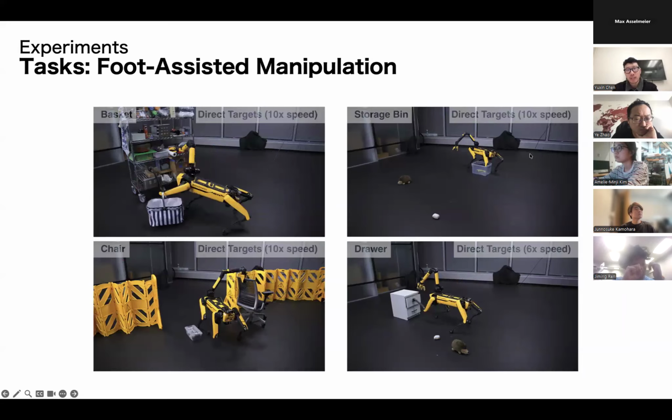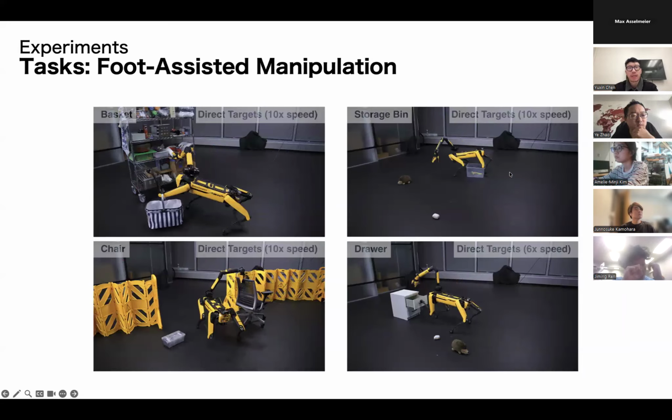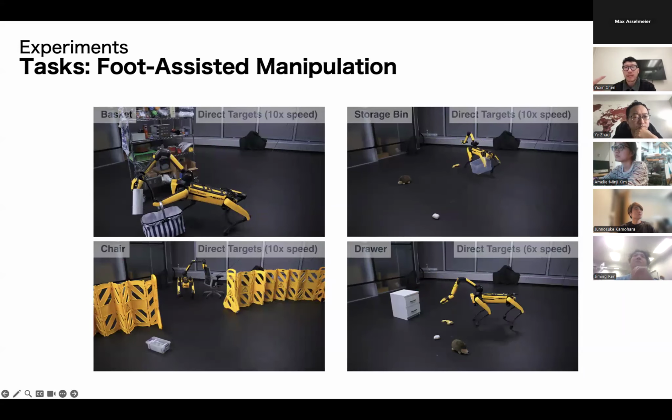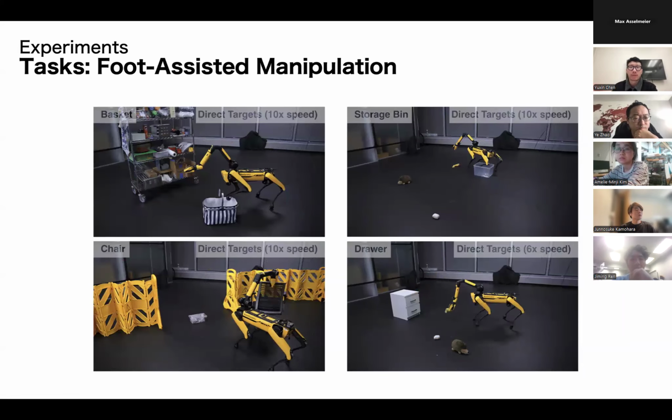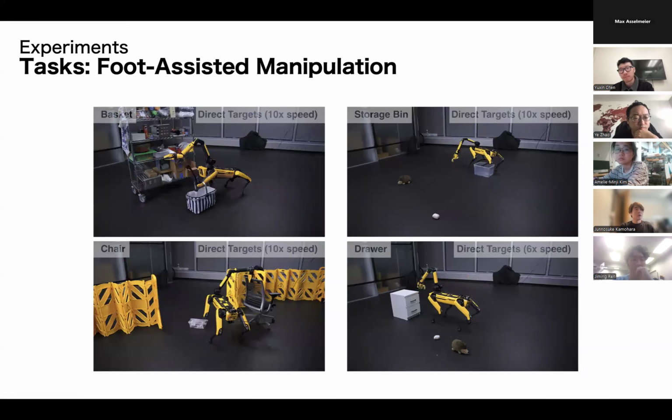In other cases, for example the storage bin, we can use one leg to drag the storage bin while the other arm picks up the object and then throws it into the storage bin.